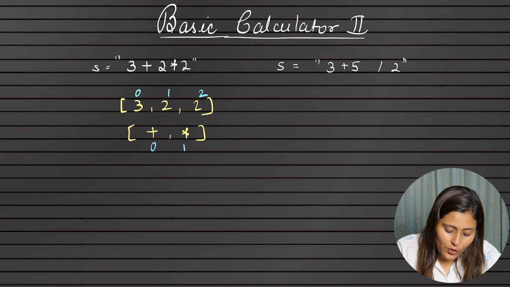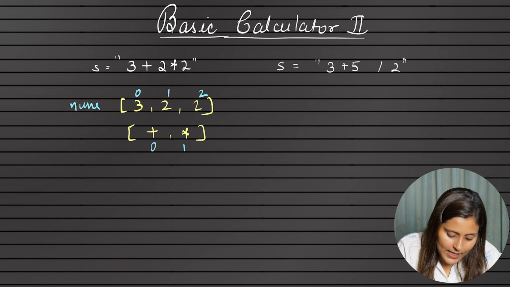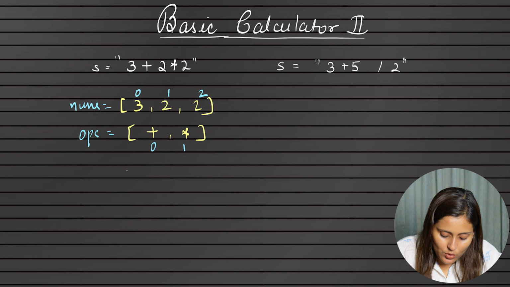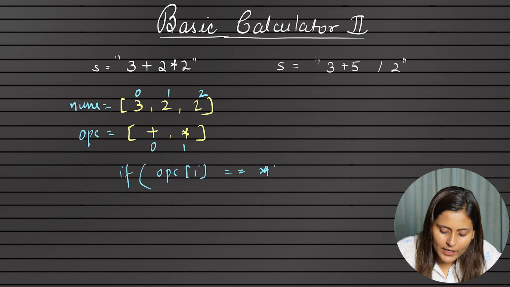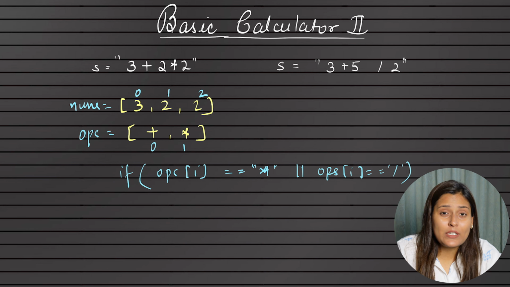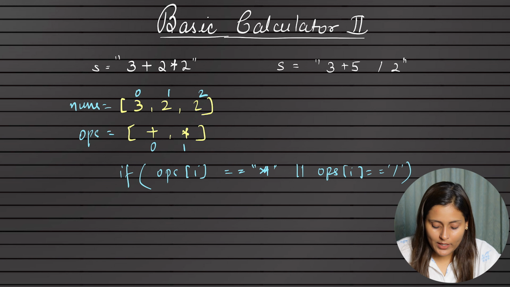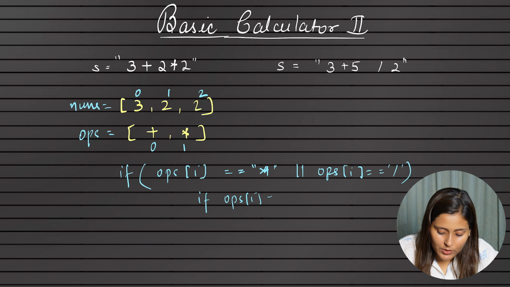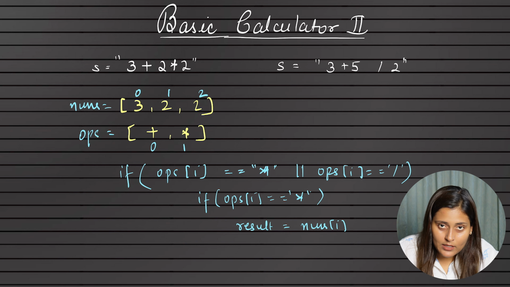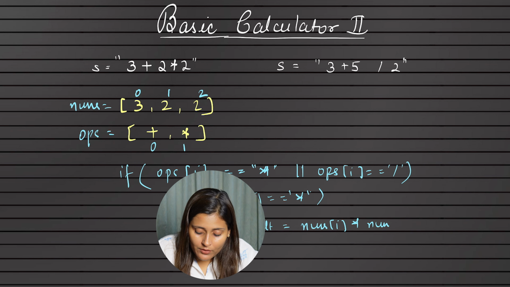So can I say that for this first index, suppose this is the nums array and this is the ops array, the operators array, I'll just write the condition: if ops of i is equal to multiply, or ops of i is equal to divide. If either of these two cases returns true, we can evaluate it. So if ops of i is equal to multiply, we want to multiply, so in result we will store result is equal to nums of i multiplied by nums of i plus 1.